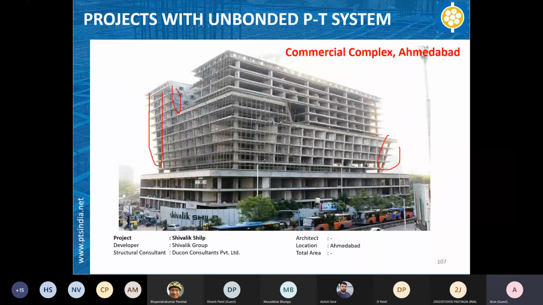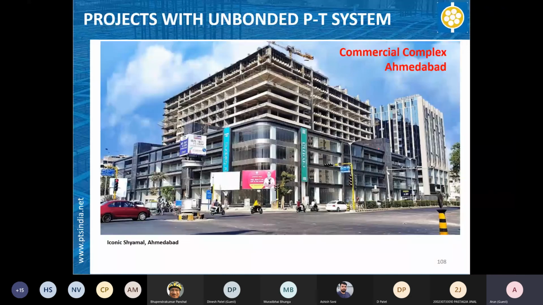This is one of the recent projects we completed in Ahmedabad. This is also a huge project. You can see that this portion is already finished, and this is under construction. So this is all one project from here to here. Again, this is the photograph under construction, but now it is all completed, also in record time. This is in Shamal Crossing, and the building there is known as Iconic Shamal.